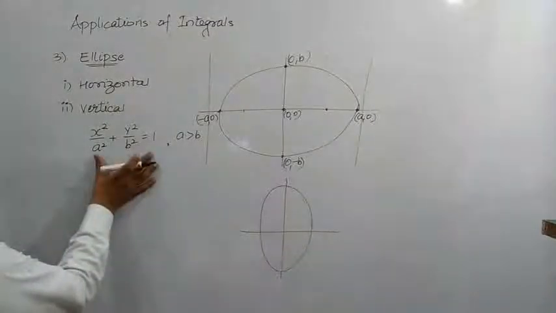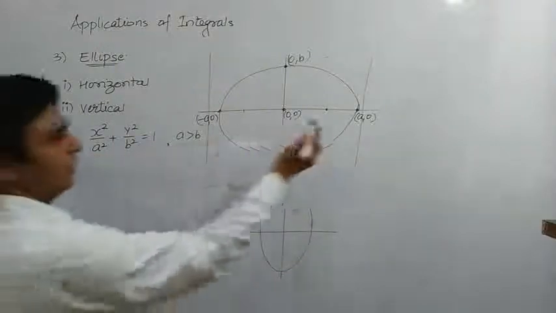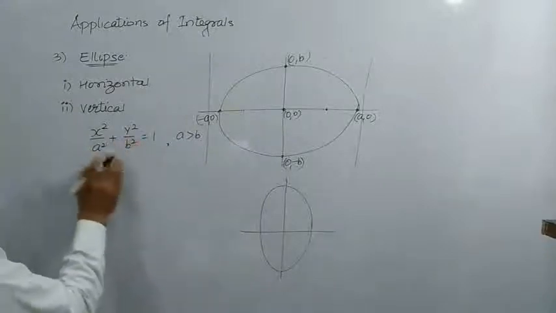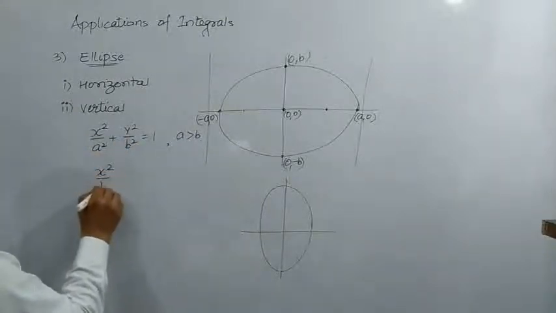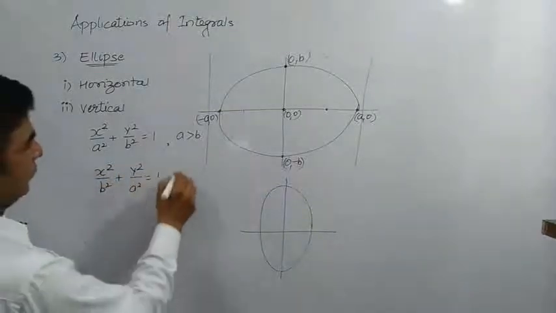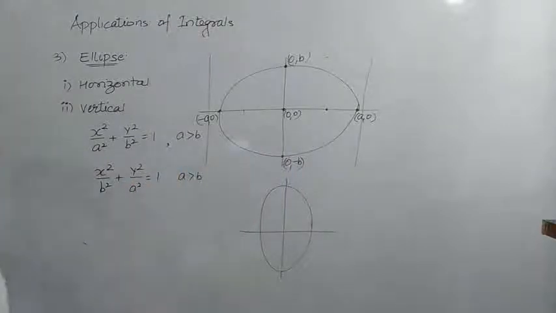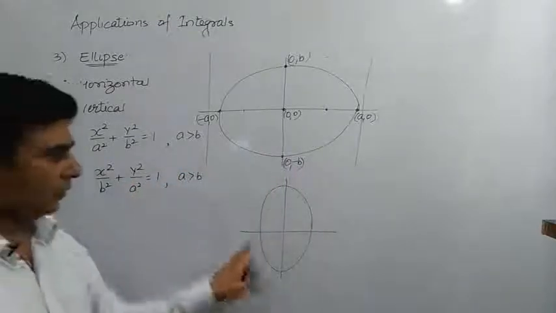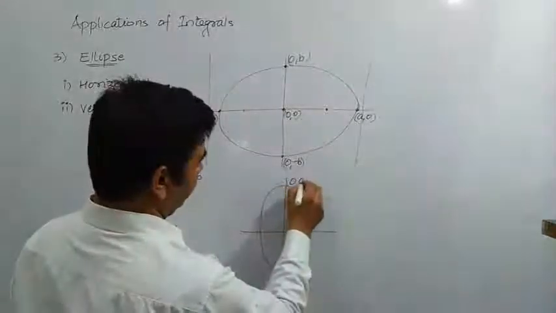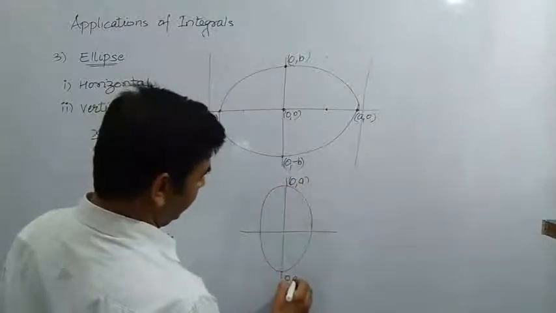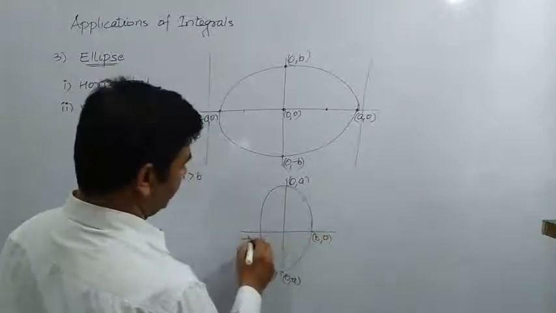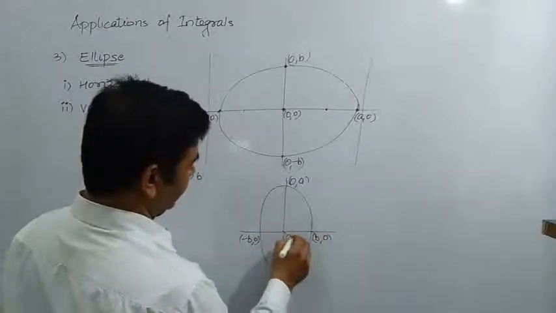So this is the equation of the horizontal ellipse, in which the vertices are given by (a, 0) and (-a, 0). Now the vertical ellipse equation is given by x square by b square plus y square by a square is equal to 1, where a should be greater than b. That is also necessary. Now this is your vertical ellipse. This is (0, a) and this is (0, -a). This is (b, 0) and this is (-b, 0).